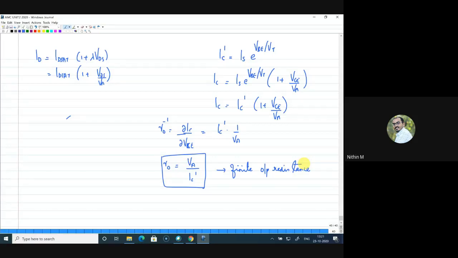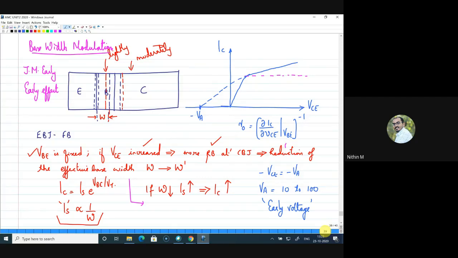All right, is this clear? Whatever we have done, I'll just revise. The phenomenon we learned now is called the early effect or base width modulation. It is typically because of the increase in the reverse bias across the collector base junction, which results in a shoot up in IS, the reverse saturation current, leading to an increase in collector current, and that has to be incorporated in the characteristics in this form.